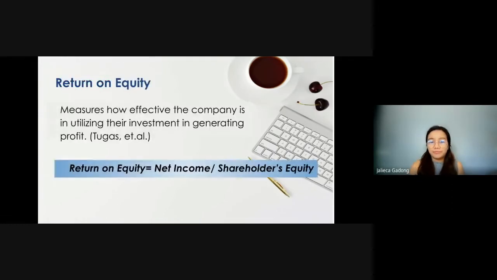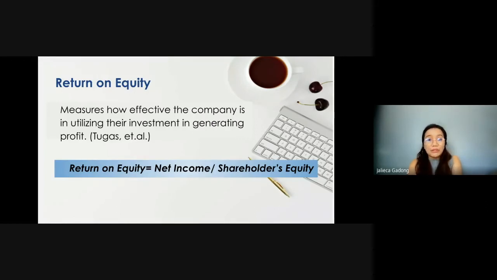All right. Return on equity would assess the company's effectiveness in using its investment in generating profit. So return on assets a while ago measures how effective the company is in transforming its assets into profitable opportunities. This time, return on equity would focus on investment. So it measures how the company is effectively using its investment in obtaining profit for itself.